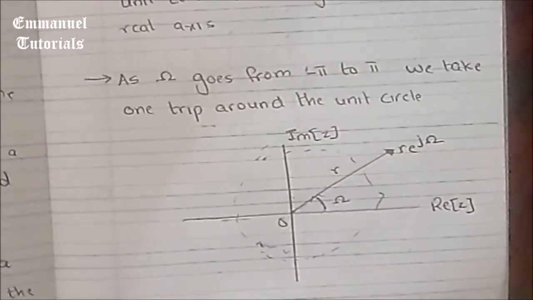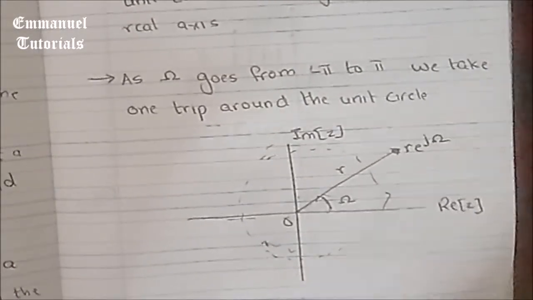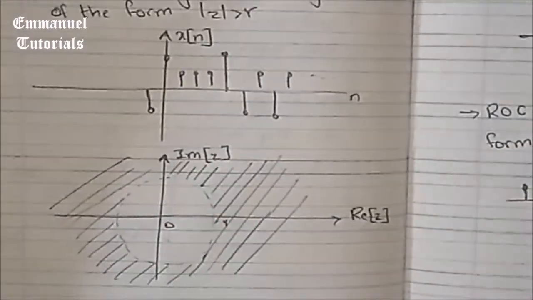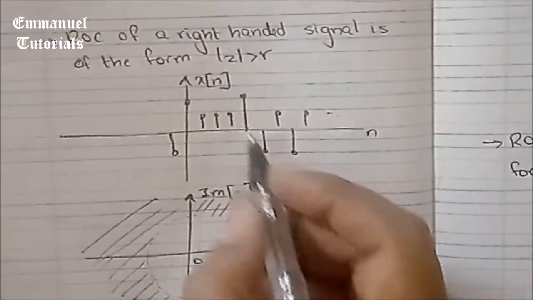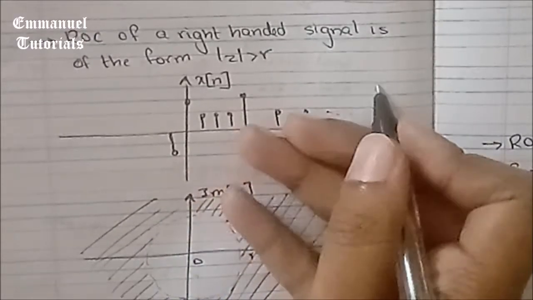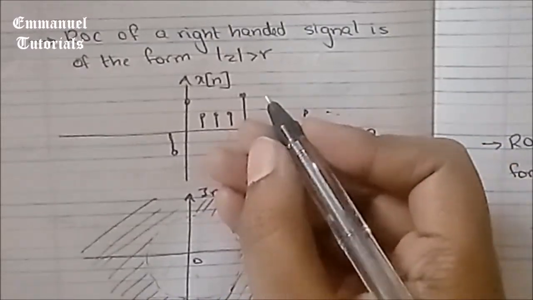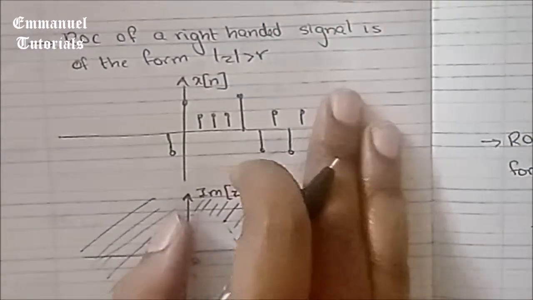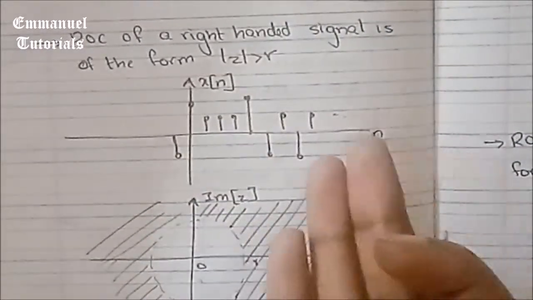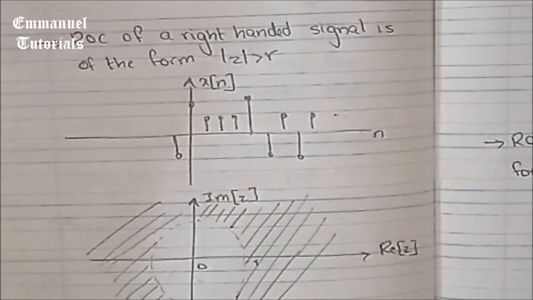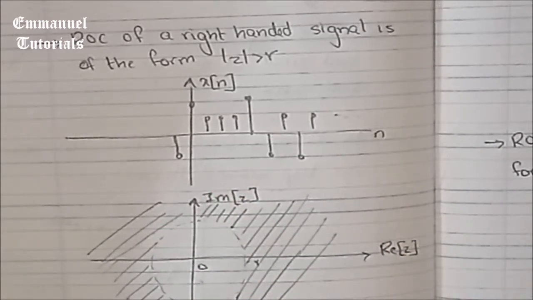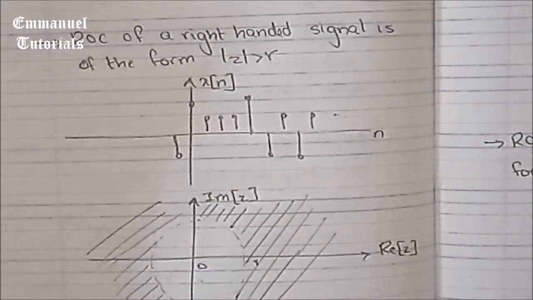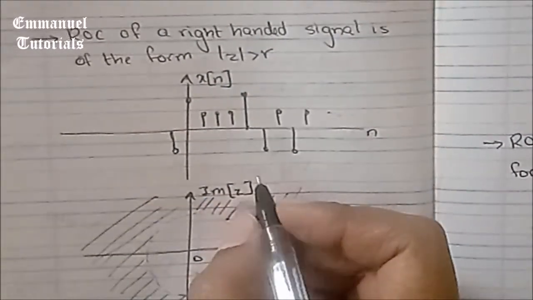Now we'll see some properties related to the ROC for z transforms. The first point is that the ROC of a right-handed signal is of the form mod z greater than r. So we might sometimes find it difficult to find the ROC of a particular signal which is given, even if you have already found the z transform. So for that, these properties are going to make it easier for you to solve.